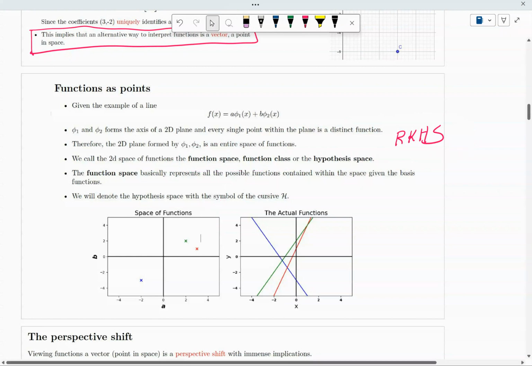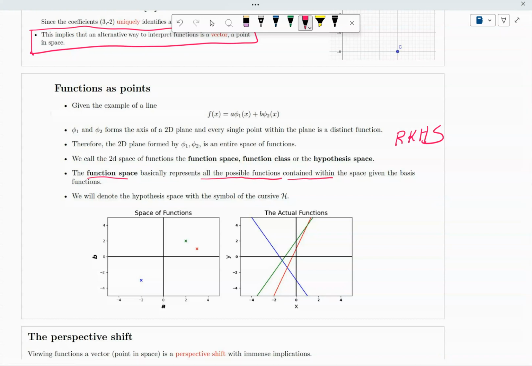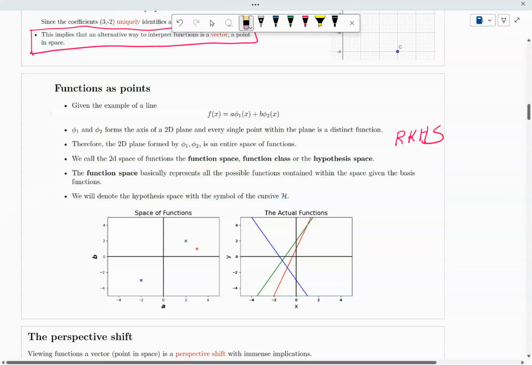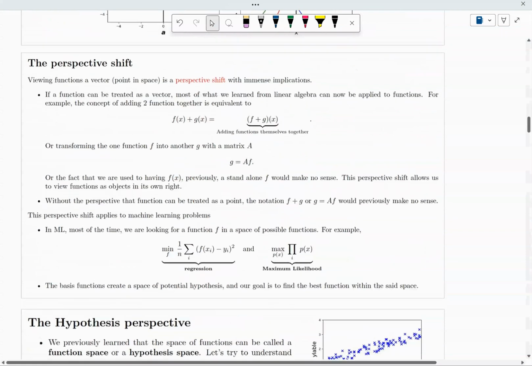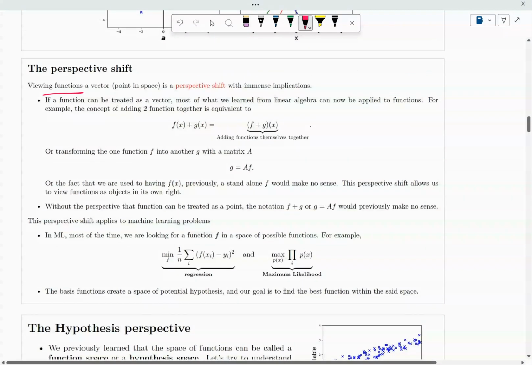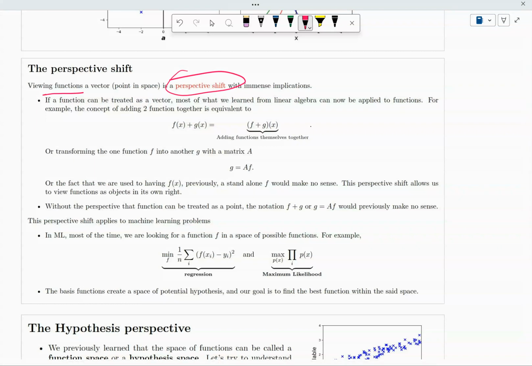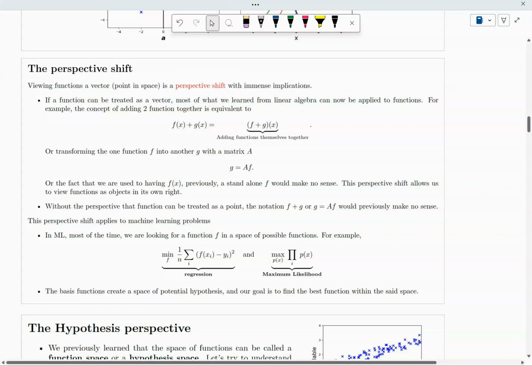Okay, so the function space is essentially a space of functions, representing all the possible functions contained within the space given the basis functions, right? Very important: you have to make sure you define the basis functions ahead of time and agree upon them. And then, once we've agreed upon them, we can have this dual visualization of functions. And this is a very big perspective shift, where viewing functions as a vector is really viewing them as a point, right? It's a very big shift because most of us are not really used to thinking of functions as points. If a function could be treated as a vector, most of what we learn from linear algebra can suddenly be applied to functions.